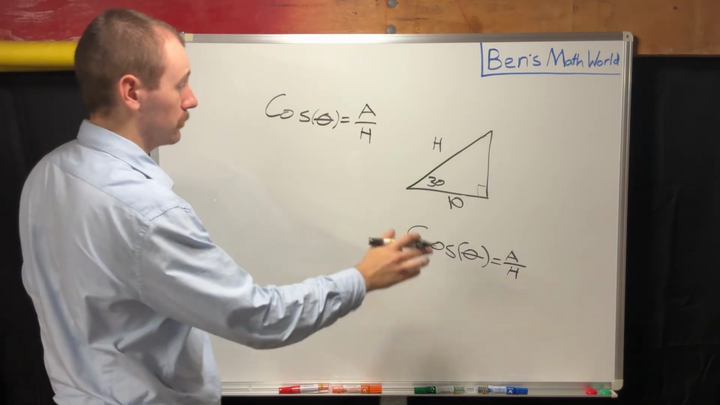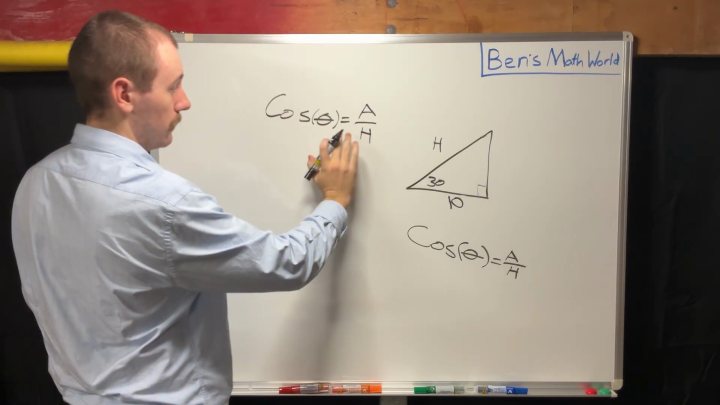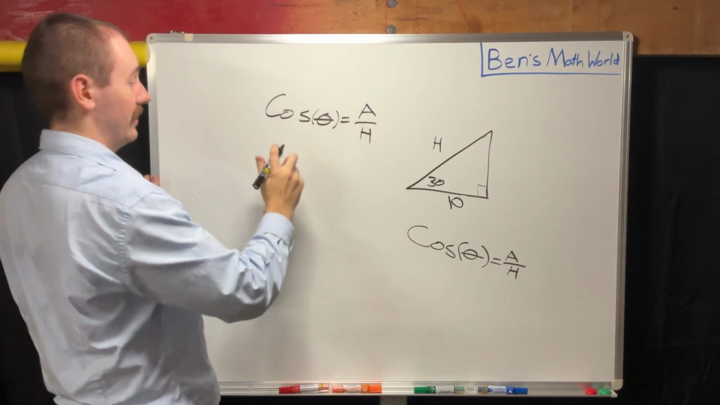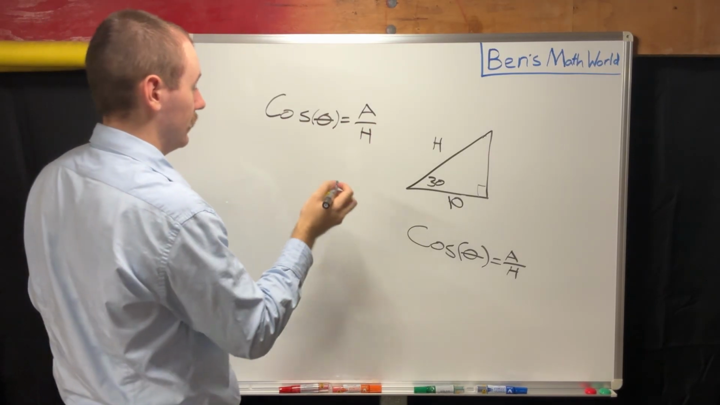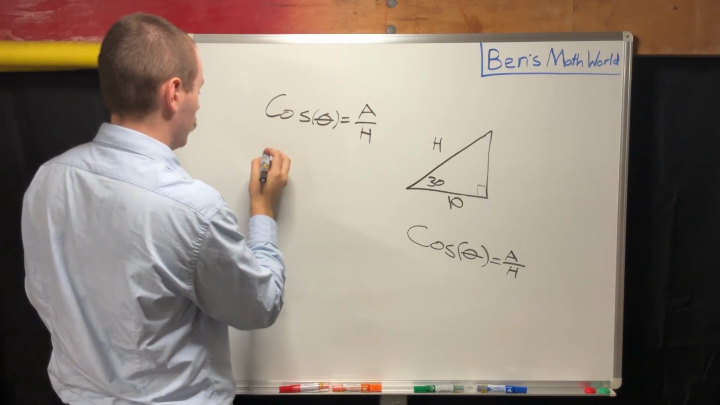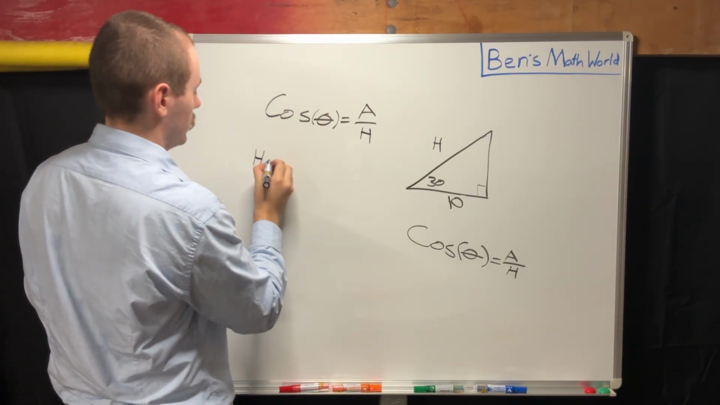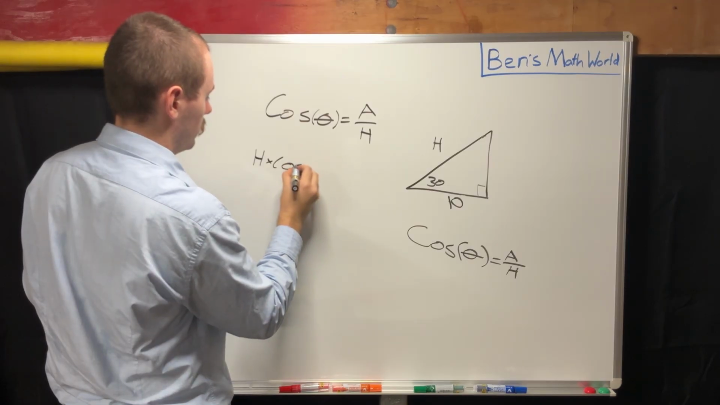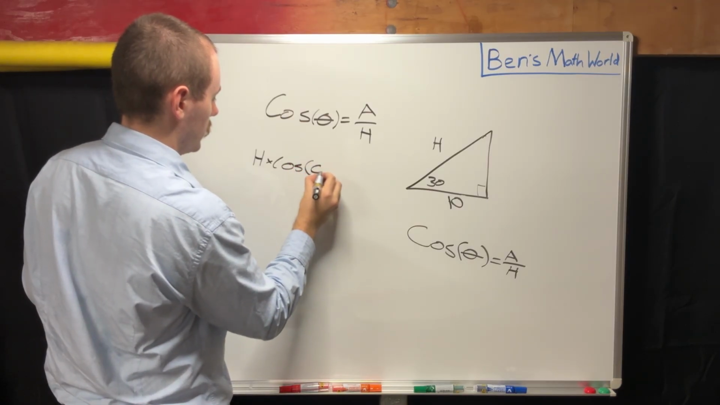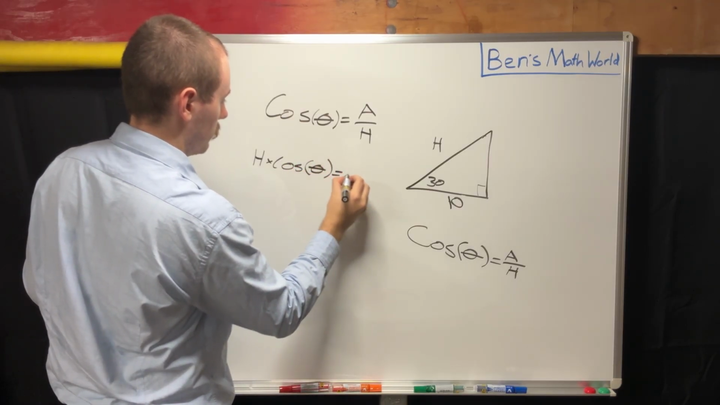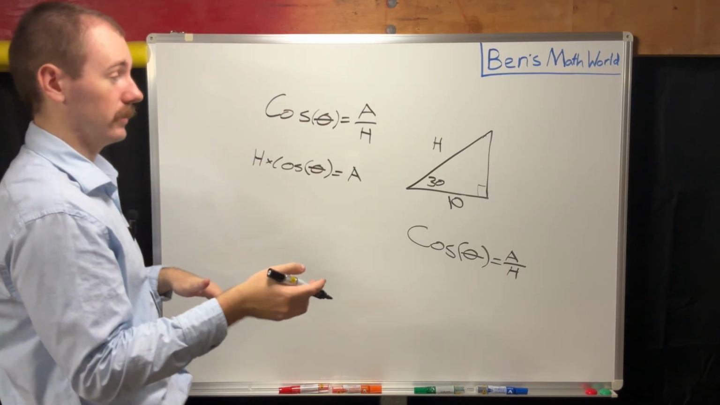We're simply going to multiply both sides by the hypotenuse so that we can eliminate it from this side and isolate the a, or the adjacent, and have that as our answer. So h times cos theta equals a. Now we can plug this into our calculator.